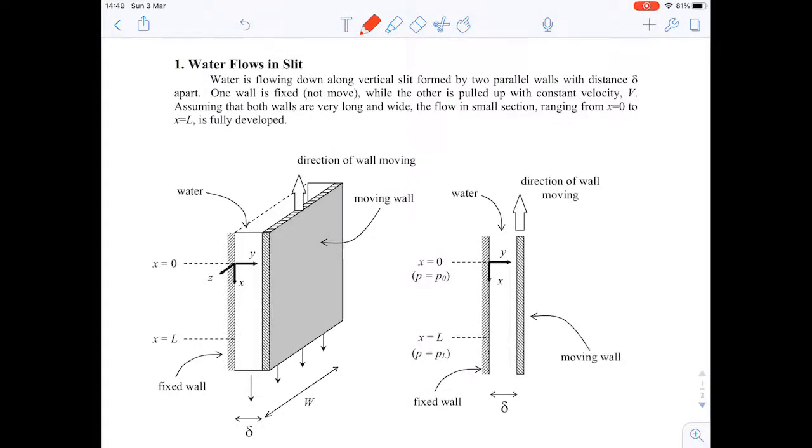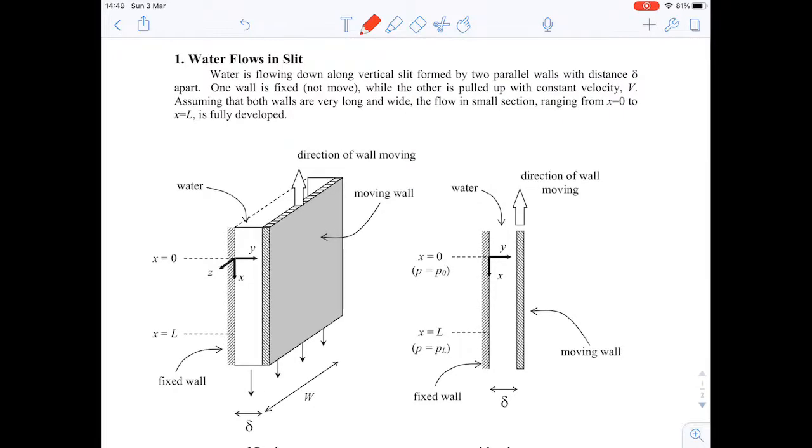Okay, let's do some exercise to find velocity profile, shear stress profile, and relating the variables. The system in this particular problem is a flow of water through a thin slit. The slit on the left hand side is stationary, that means it doesn't move. On the other hand, this wall is moving upward with velocity v.